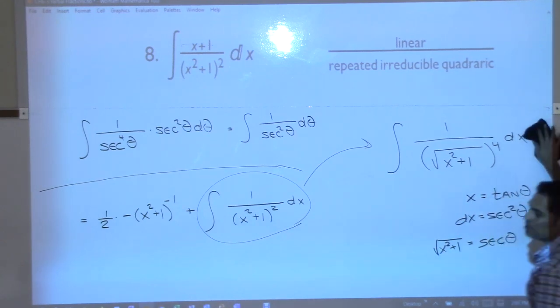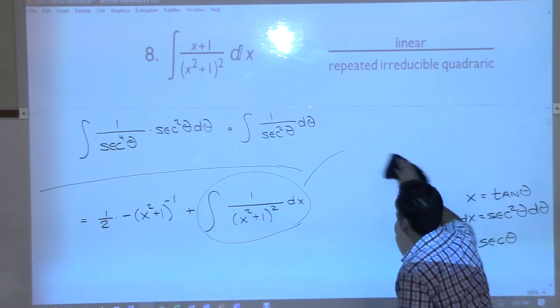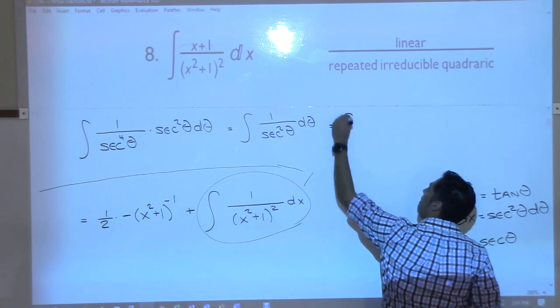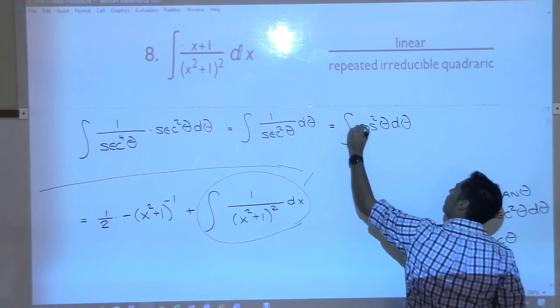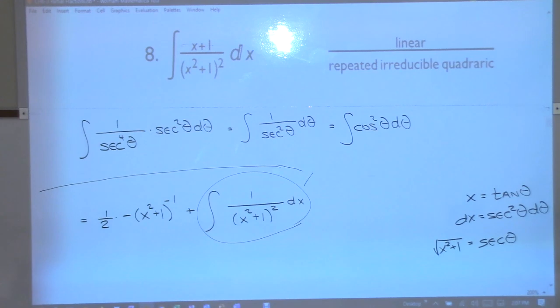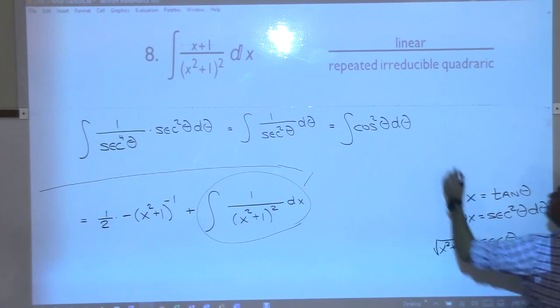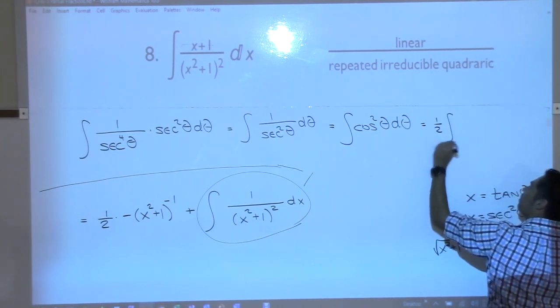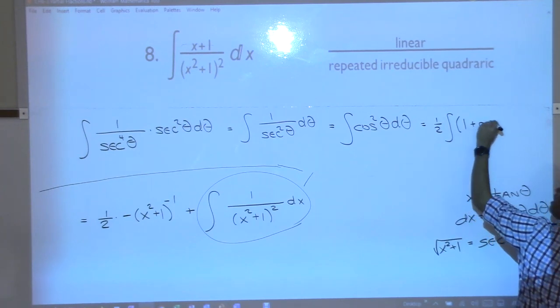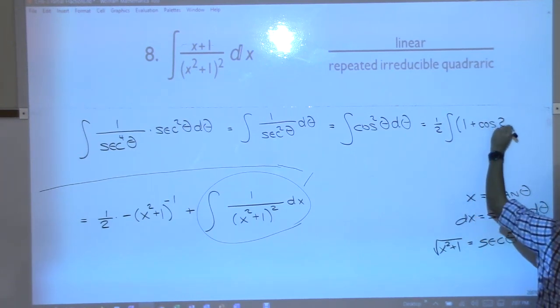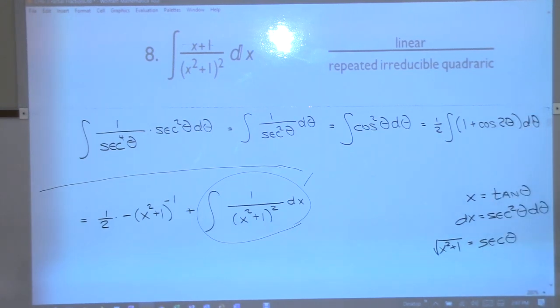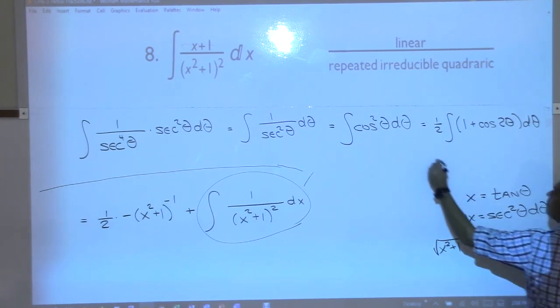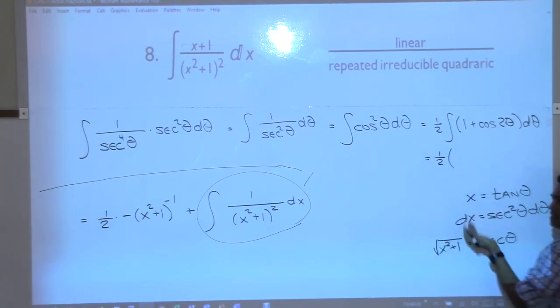And Scott, that's the one we were doing today earlier. That is just cosine squared theta d theta. And how do we do even powers of cosine? Yeah, the power reducing formula, right? So this now becomes, a half comes out, the integral of 1 plus cosine 2 theta d theta.